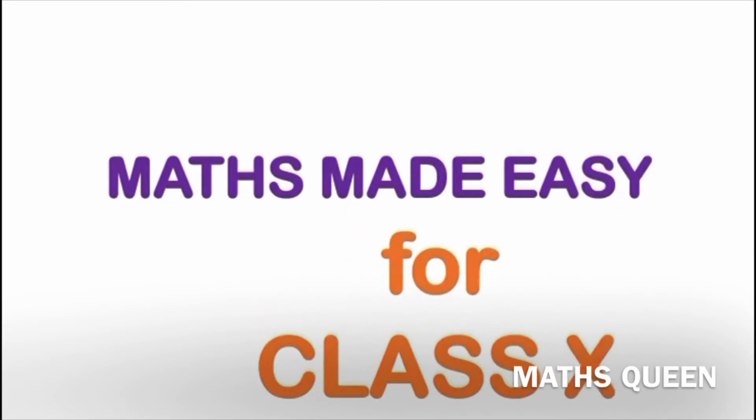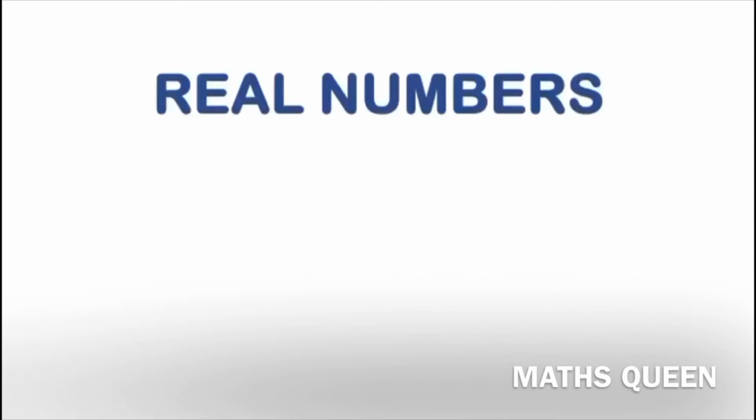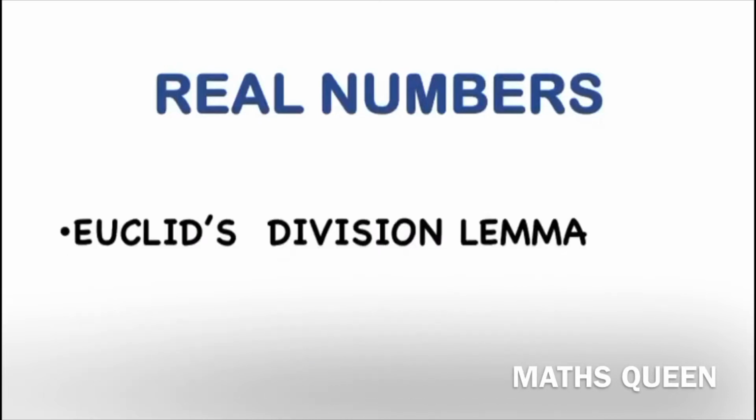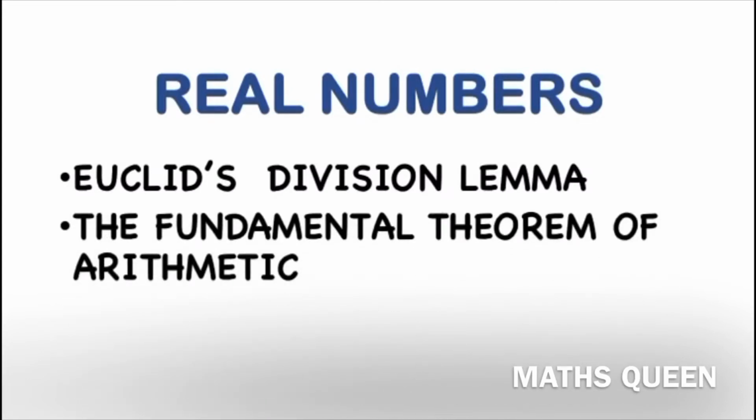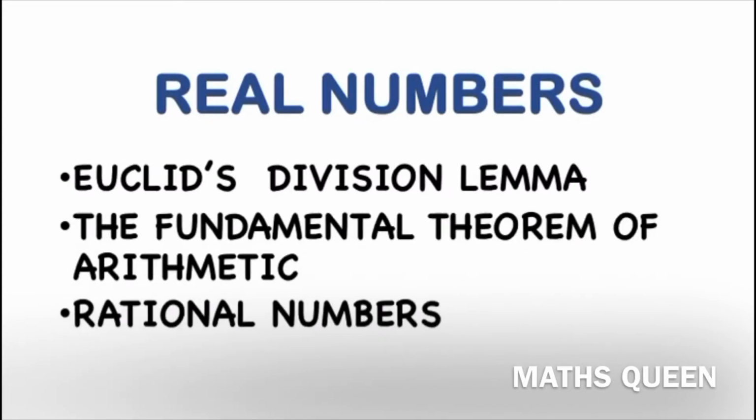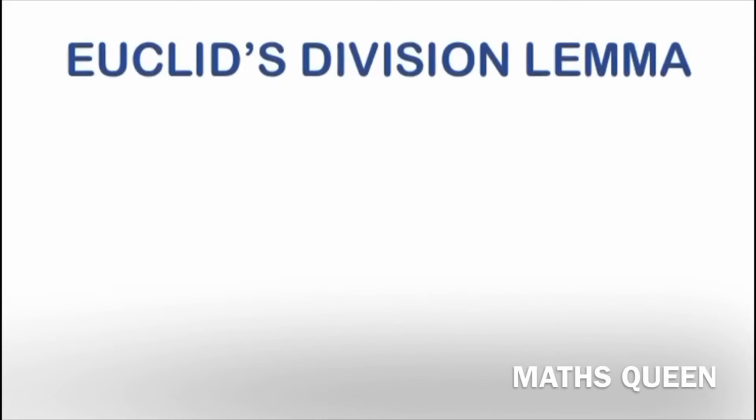So let's get started. Chapter number 1, Real Numbers. In this chapter, we will be discussing three topics: Euclid's division lemma, the fundamental theorem of arithmetic, and rational numbers. In this video, I will be focusing mainly on Euclid's division lemma. Euclid's division lemma, by the name, is something related to division.